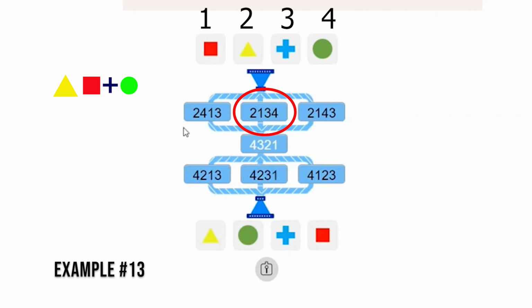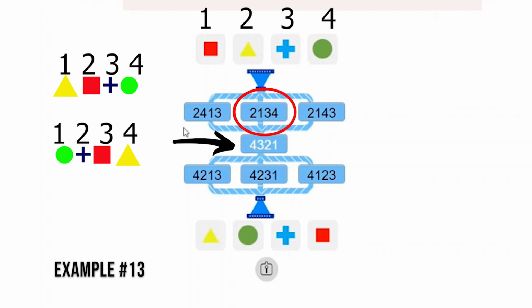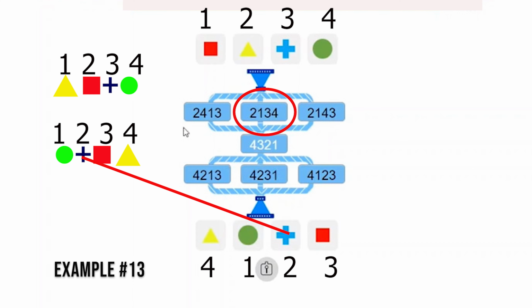So triangle, square, plus, circle. Assign them numbers again in numeric order. Rearrange them into 4, 3, 2, 1. So circle, plus, square, triangle. Assign them numbers in the numeric order again, and then use the same assignment for the last row, which is 4, 1, 2, 3. So we have the answer 4, 1, 2, 3. So 2, 1, 3, 4 and 4, 1, 2, 3 are the combination.